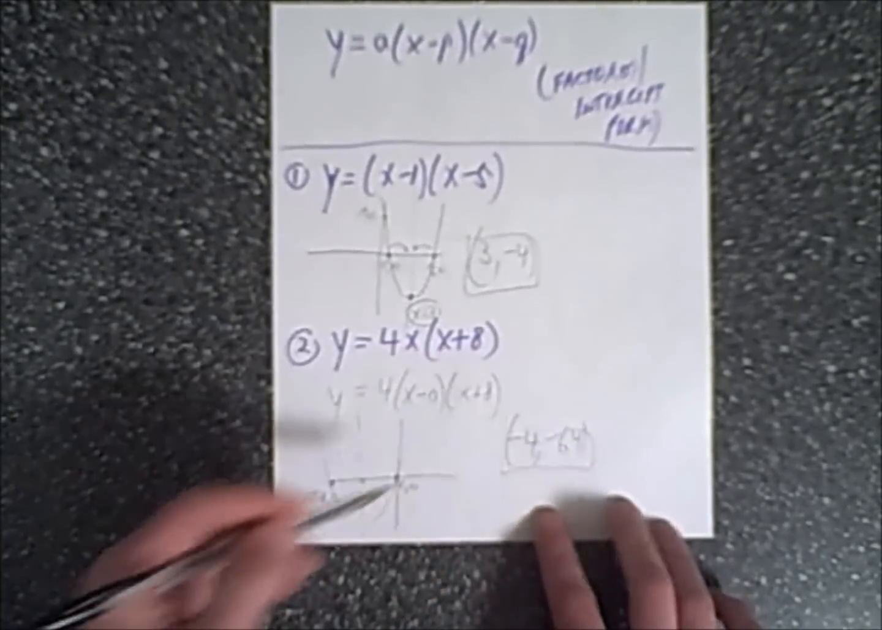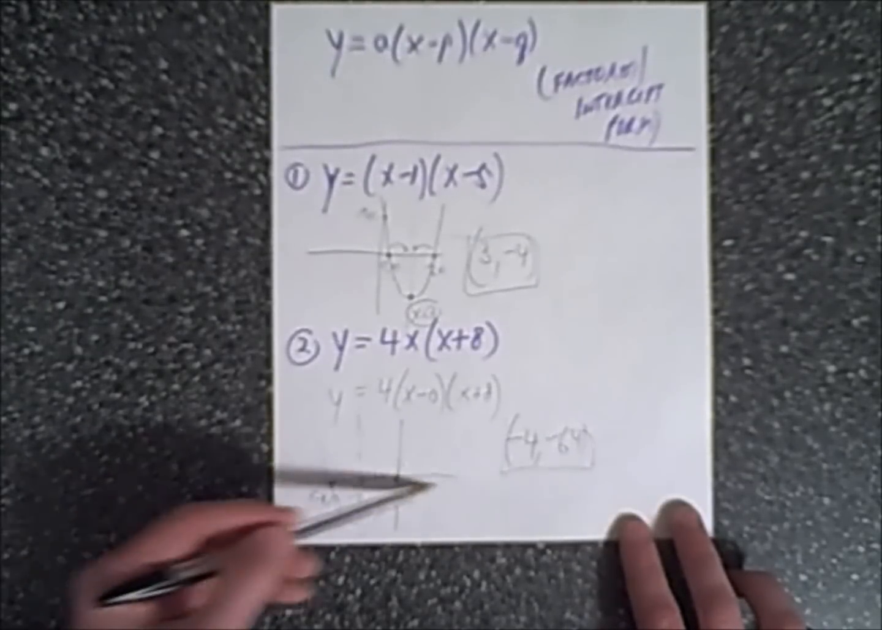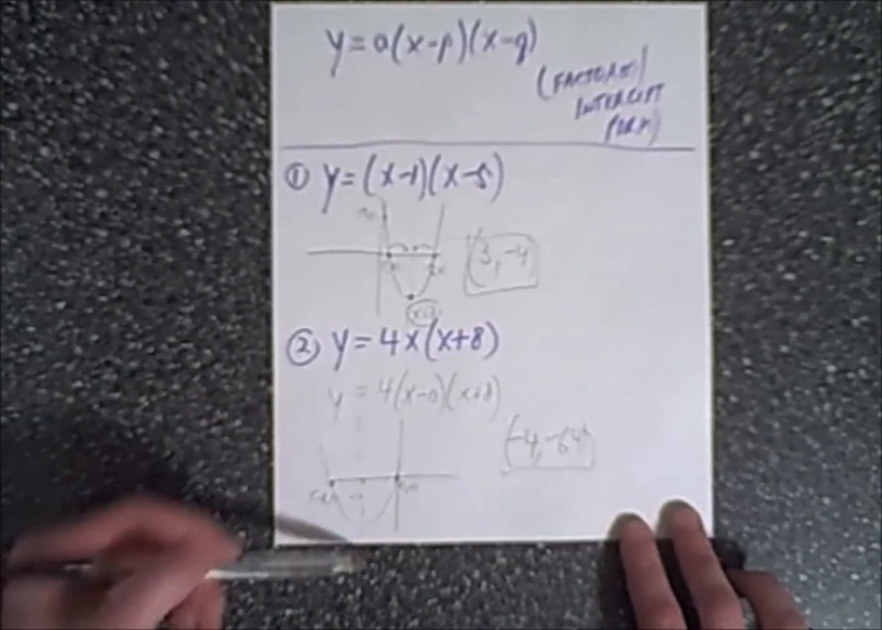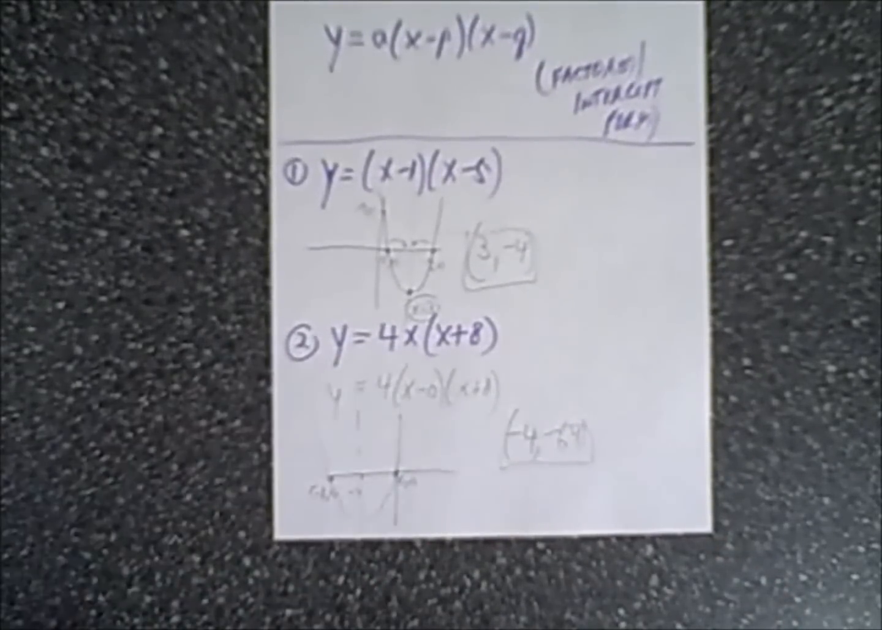There's your vertex. Again, find the midpoint between 2 points that are on the same y, get to your axis of symmetry, plug that in to find your vertex, and there you have your point.